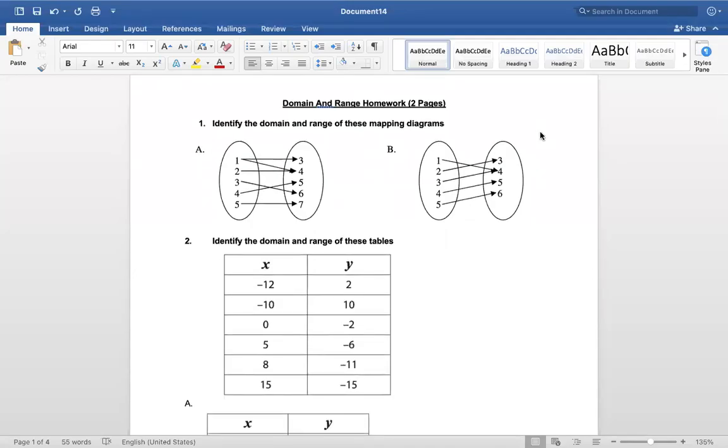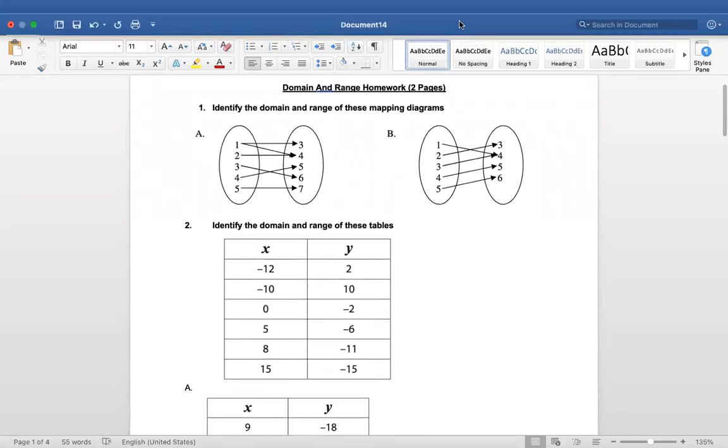This is the domain and range homework assignment from week 1. In this assignment, we're going to look at maps, tables, ordered pairs, and discrete graphs and determine domain and range. Remember, continuous graphs were not in this homework assignment. That is next week's homework assignment.